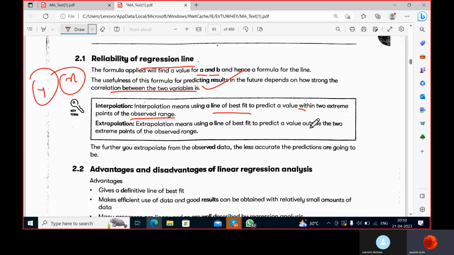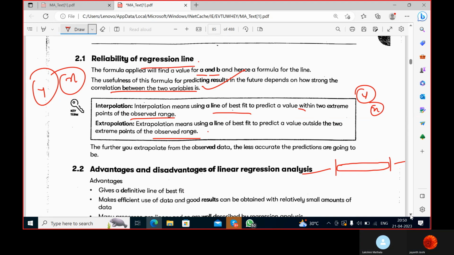Extrapolation means using a line of best fit to predict a value outside the two extreme points of the observed range. Suppose I fix a range here; within this you can take any values and find out the desired results. That means you can take any value of x and find out the y value. Extrapolation means you are taking values beyond this range. Are you understanding?